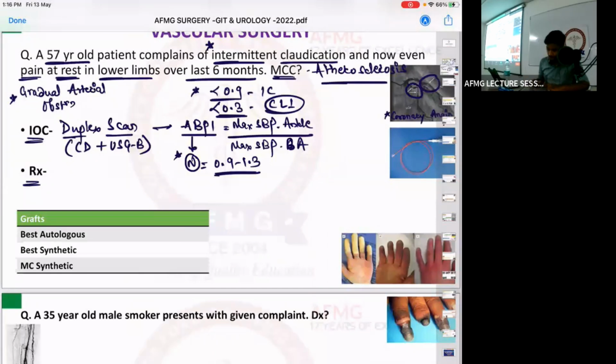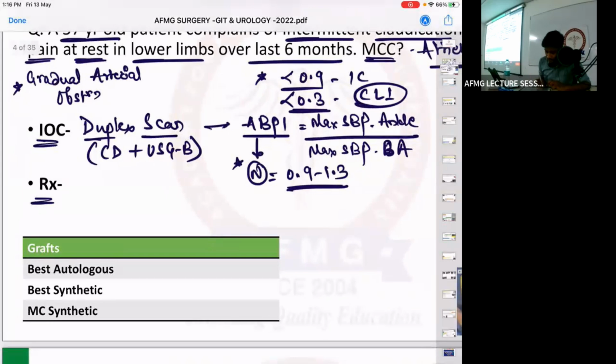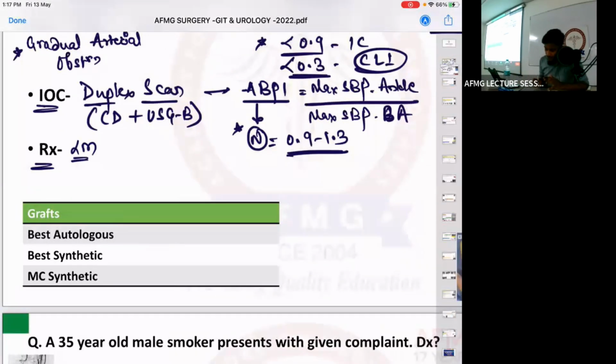What do we do for treatment in gradual arterial obstruction? Anybody? First of all, we will do lifestyle modification. The first line treatment would be lifestyle modification, reduction of weight, exercise, quitting of smoking, all of these would be done. After that, we will give drugs, and these drugs would be pentoxyphylline or cilostazol like drugs. ठीक है, we can give pentoxyphylline or cilostazol.